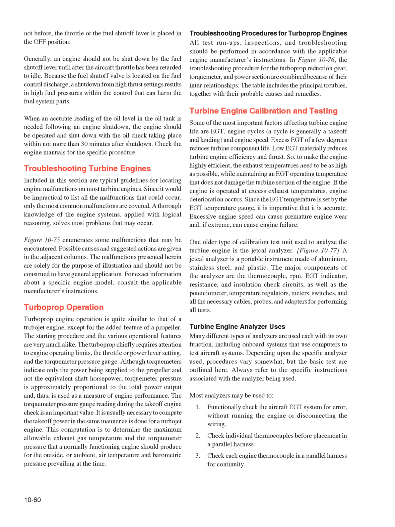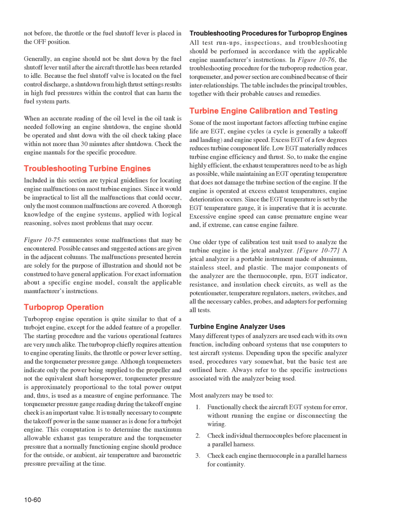Troubleshooting procedures for turboprop engines. All test run-ups, inspections, and troubleshooting should be performed in accordance with the applicable engine manufacturer's instructions. In Figure 1076, the troubleshooting procedure for the turboprop reduction gear, torque meter, and power section are combined because of their interrelationships. The table includes the principal troubles, together with their probable causes and remedies.